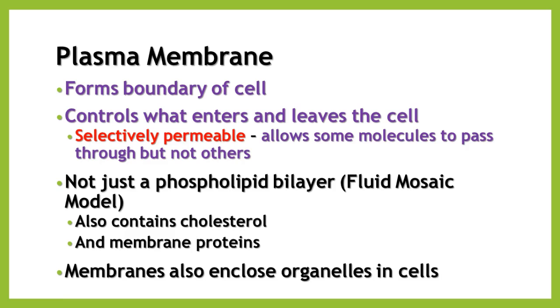Please realize that the plasma membrane is the same kind of membrane that you have enclosing the organelles in cells. So when you have a vacuole or a vesicle of some kind that has a membrane around it, it's the same type of membrane. When you have endoplasmic reticulum or Golgi apparatus, they're made of the same kind of membranes that you find on the outside of the cell.